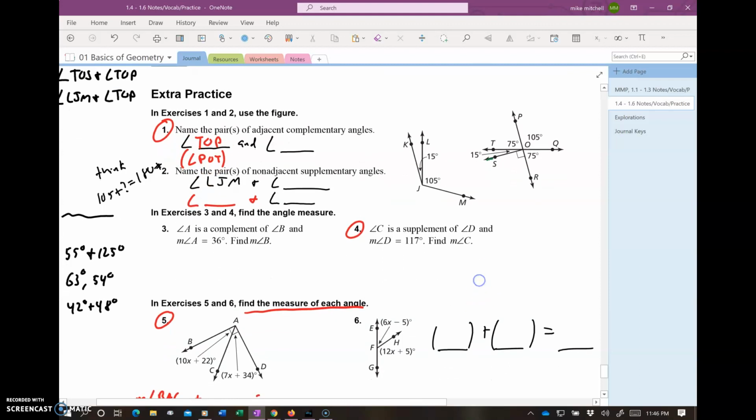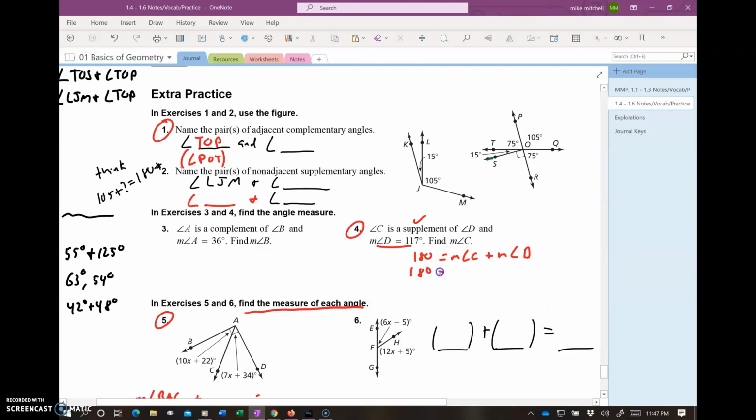Okay. This one we did before, supplement. Well, supplementary angles add up to 180. C and D are supplementary angles, so they add up to 180. Measure of angle D is 117. So we're thinking here 180 equals measure of angle C plus measure of angle D. You always need to be thinking this.